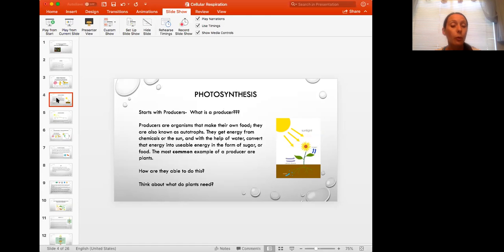So producers are organisms that make their own food. They're also known as autotrophs. And they get their energy from chemicals and from the sun. With the help of water, that converts to an energy that is usable in the form of a sugar, or what we think of as food. The most common examples of producers are plants. So when we think about, well, what does a plant need to grow? Like we talked about with photosynthesis, they need sunlight and they need water. And of course they need gases as well. Okay. So how is it that they're able to do this?